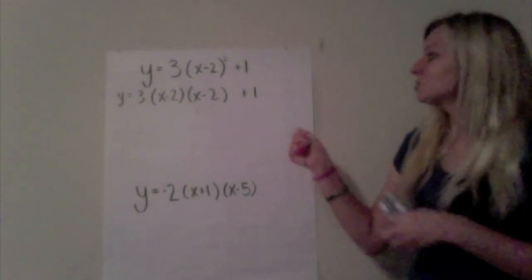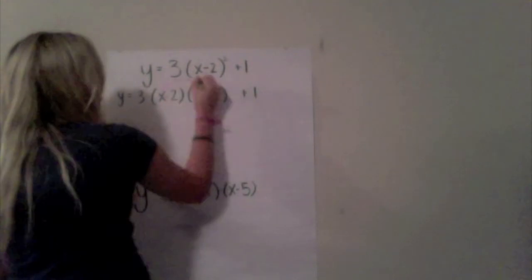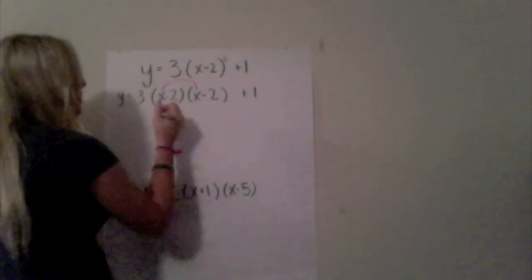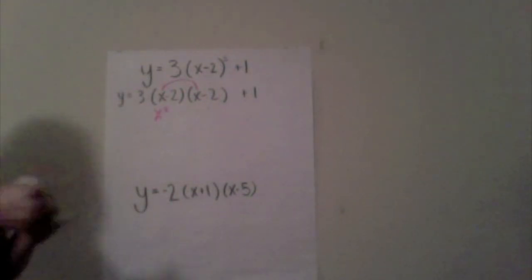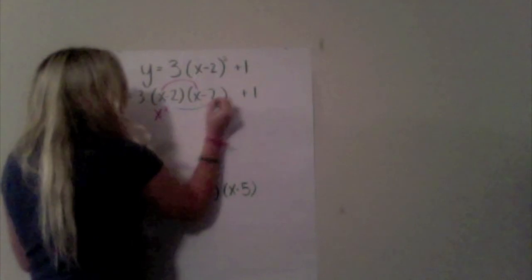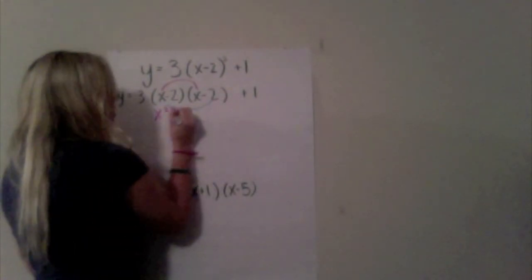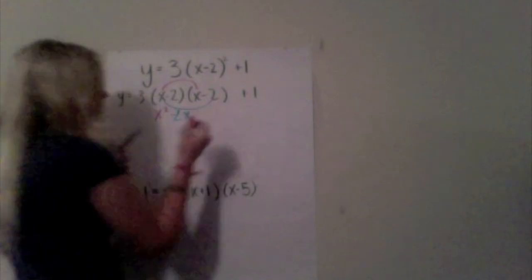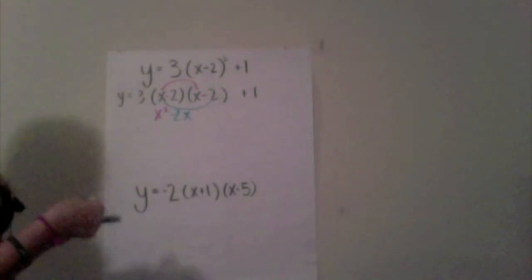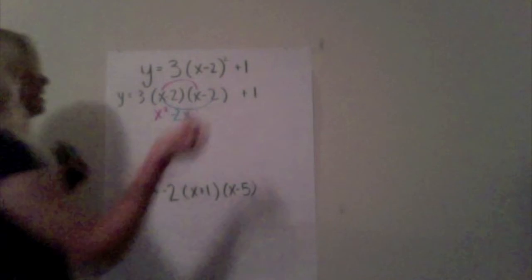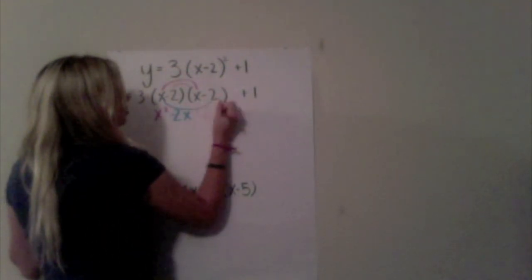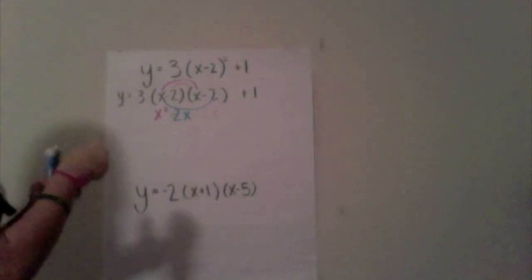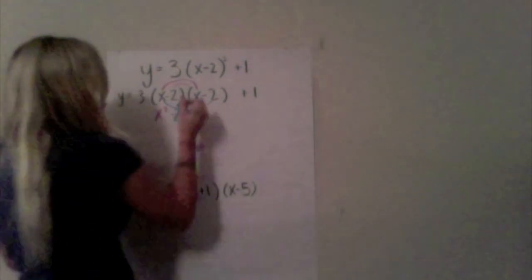So, we have our first terms for FOIL, which will be our x times our x. So that becomes x squared. Then we're going to add our outside terms. X times negative 2. So that'll be negative 2x. Then we're going to go with our inside terms, which is going to be negative 2 times x, which would be negative 2x. And then finally, we go to our last terms, negative 2 times negative 2, which we know is positive 4.